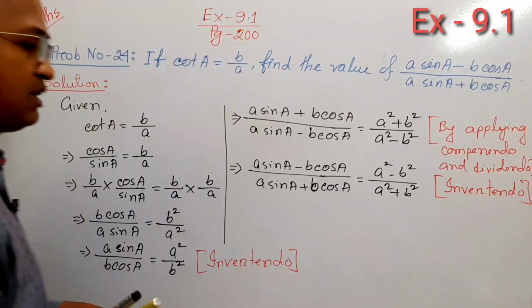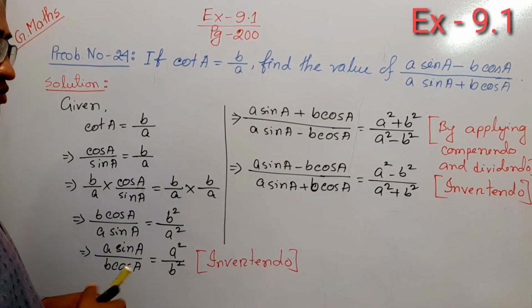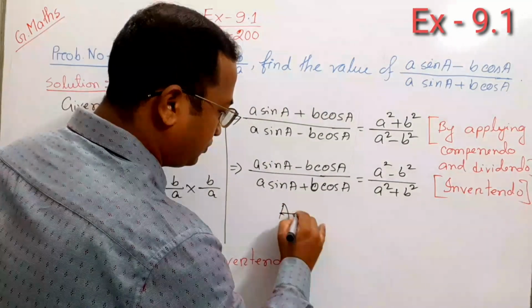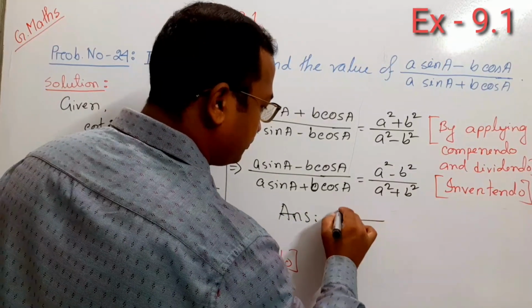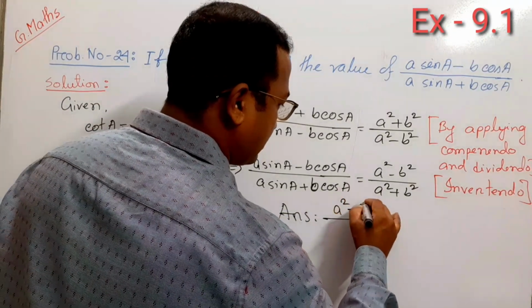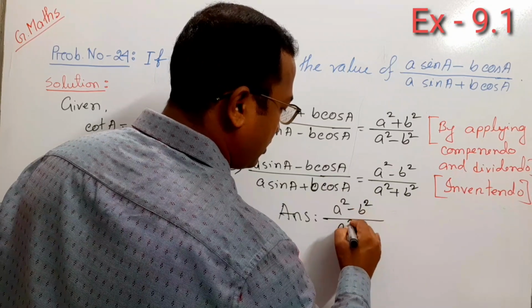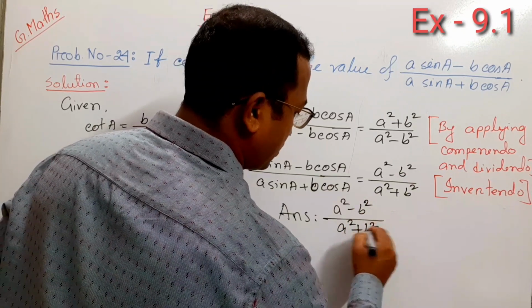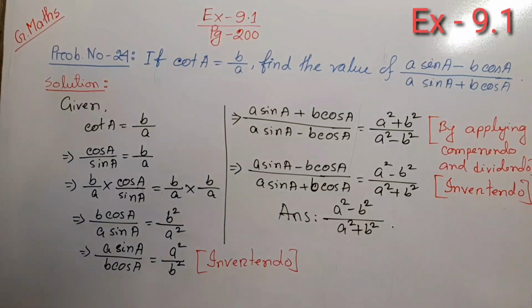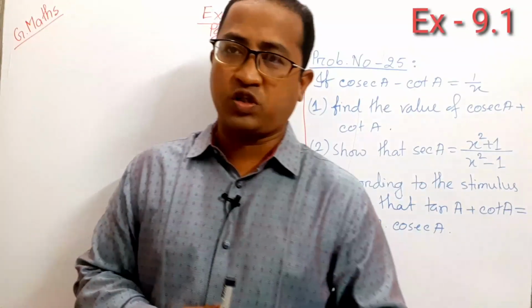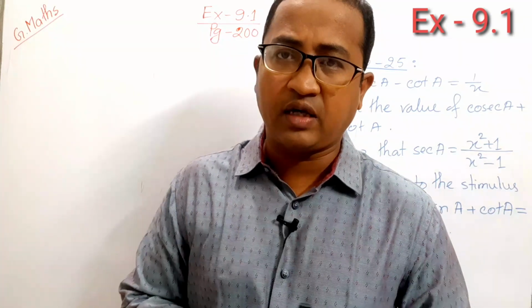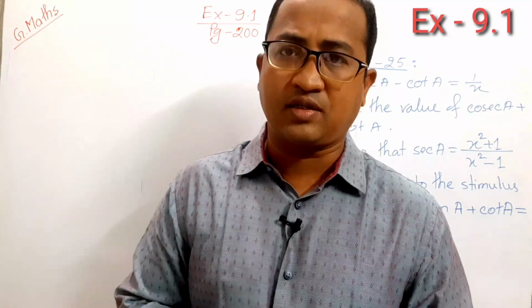This is our answer. A square minus B square, A square plus B square. Now the last question, question number 25, that is the CQ of this exercise.